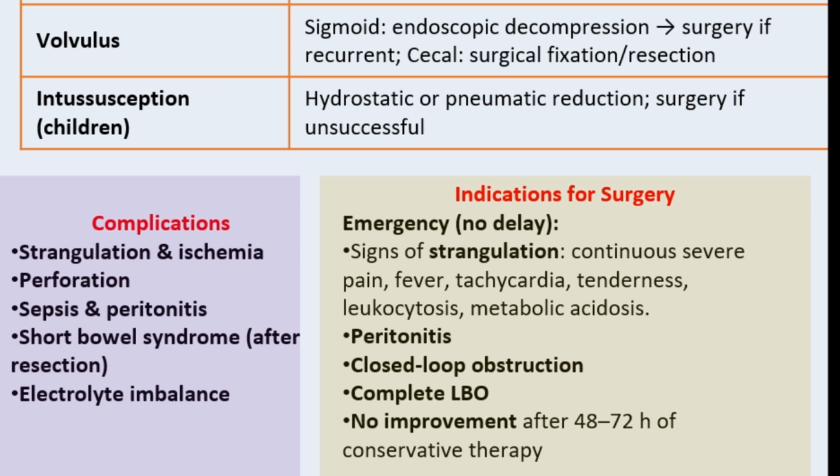Then the indications for surgery in patients with intestinal obstruction: one, they may have signs of strangulation, that is continuous severe pain, fever, tachycardia, tenderness, leukocytosis, and metabolic acidosis. If they have peritonitis, if they have a closed loop obstruction, if they have a complete large bowel obstruction, and if they have no improvement after 48 to 72 hours of conservative care.